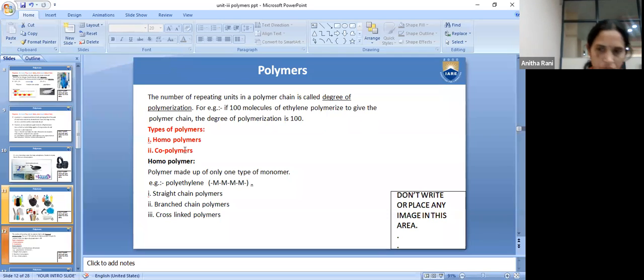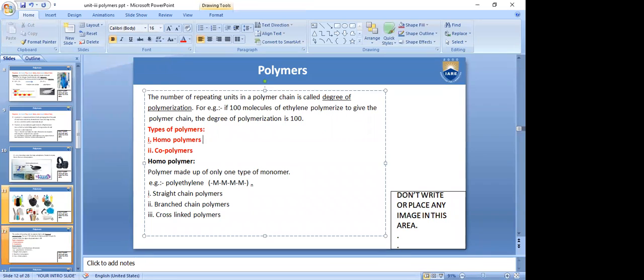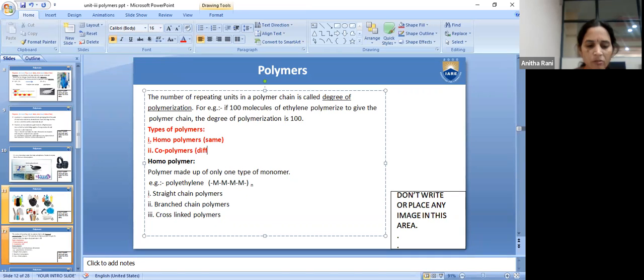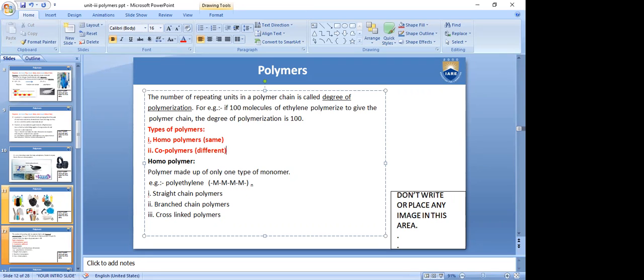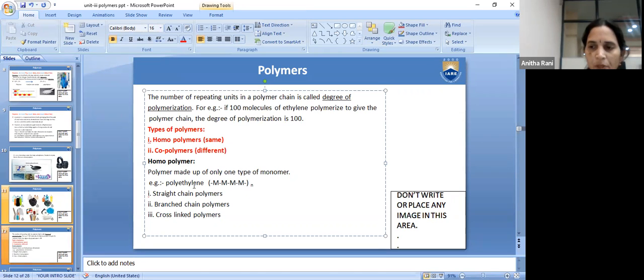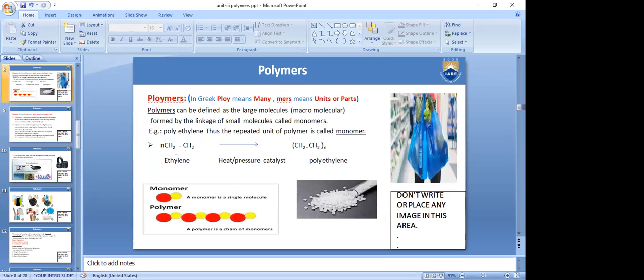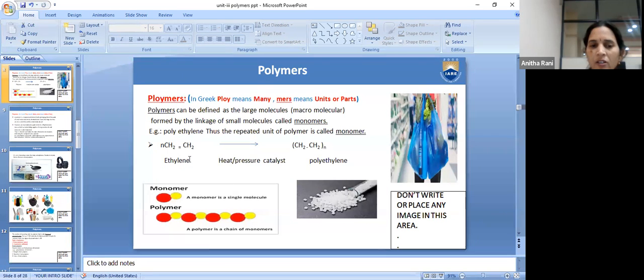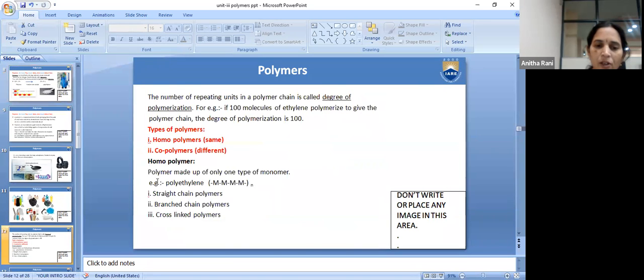What is homo? Same. What is co? Different. Co means different. So what is the example of homopolymer? Polyethylene. We are taking the same monomers here, yes or no? n number of ethylene molecules we are taking and we are getting polyethylene. So this is an example of a homopolymer.